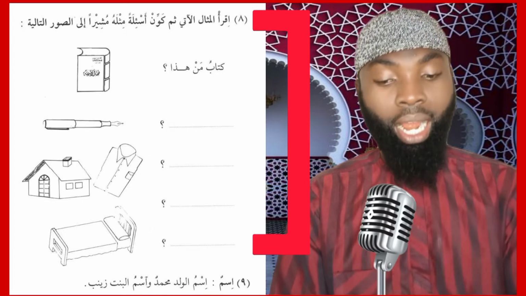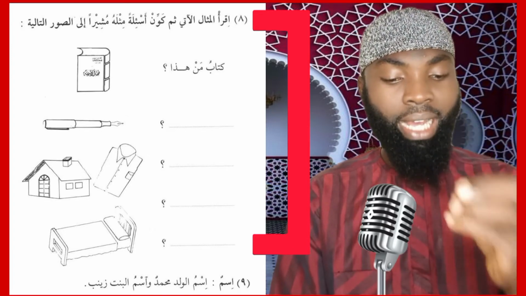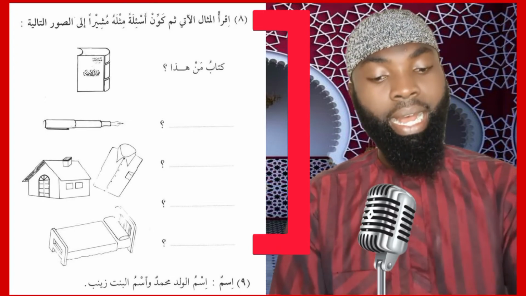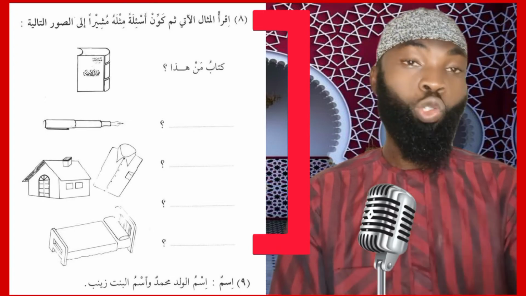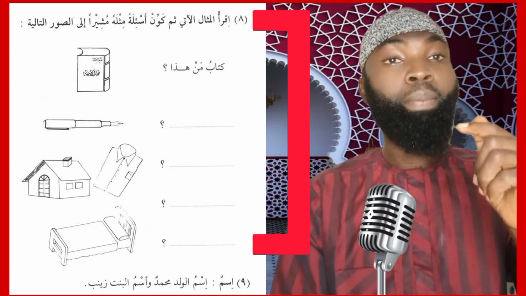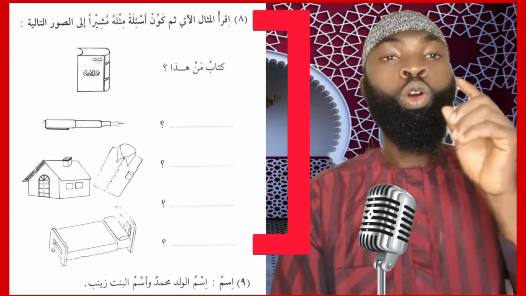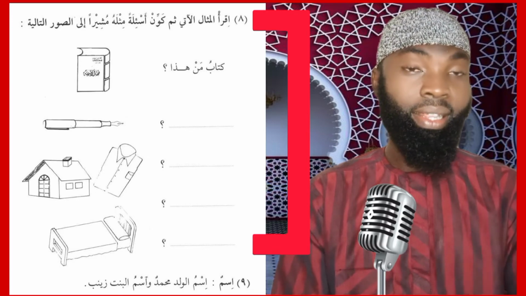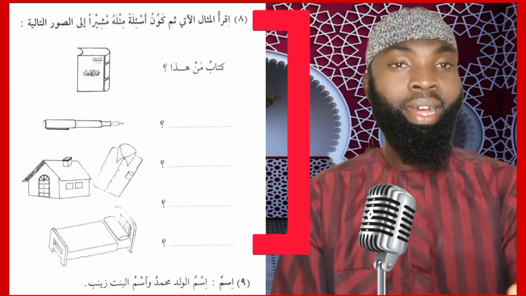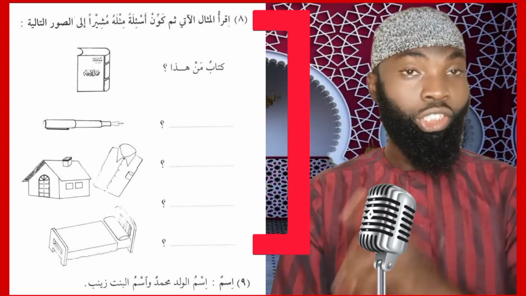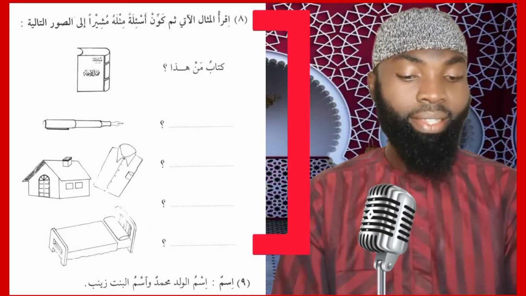Then the next picture we have a house and a shirt. We can say Qamisu man hadha, and the next one we also say Baytu man hadha. Qamisu man hadha, whose shirt is this. Then the next, Baytu man hadha, whose house is this.